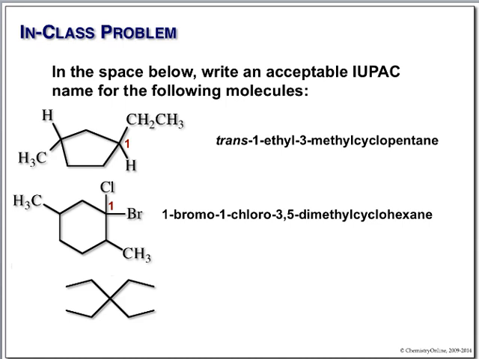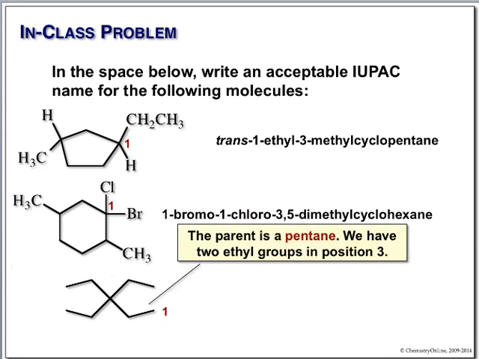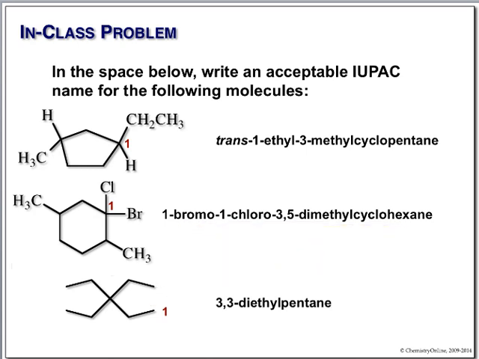This next guy kind of looks like a logo of some sort, but it is a very simple alkane, isn't it? Our longest chain is going to be 1, 2, 3, 4, 5, regardless how we do this. So we'll just call something carbon number 1. Looks to me like out here on carbon number 3, we have 2 ethyl groups. So this is quite simply going to be a 3,3-diethyl pentane.